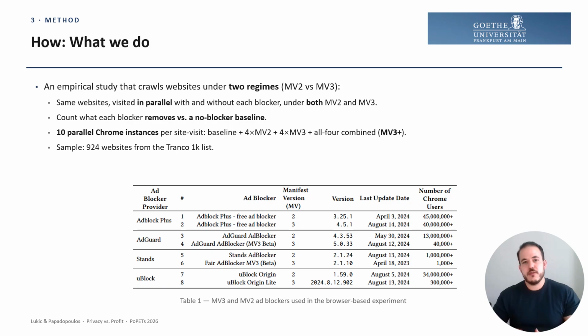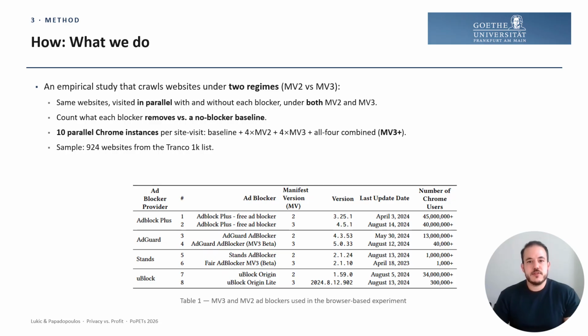This makes sure that by running those browser instances in parallel for the same set of websites, no temporal variations are causing any noise in our measurements. And by keeping the ad blocker vendor constant, we're also making sure that it's not the developer of the ad blocking extension that's driving our results.